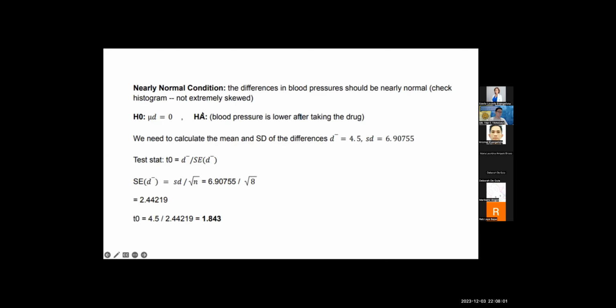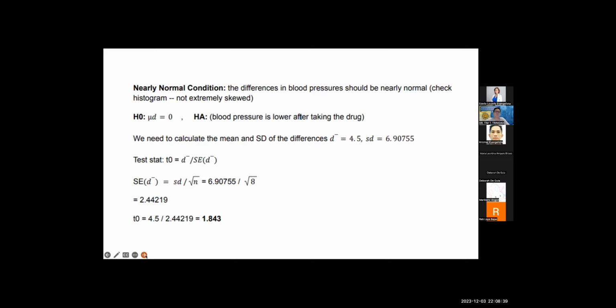And then if we are assured with the use of the histogram that they are normally distributed, then we proceed now with the second step, of which we need to form the hypothesis na. So here we have the null and the alternative hypothesis also. Okay, for the null hypothesis of this particular study, there is no significant difference between the blood pressures of before and after taking the drug. And for the alternative hypothesis naman, there is a significant difference between the blood pressures before and after taking the drug.